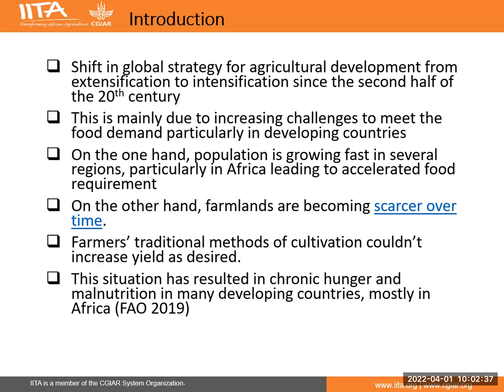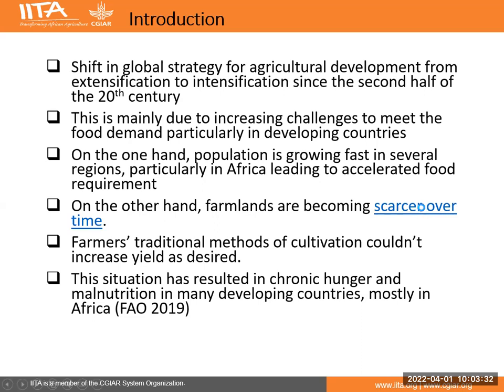Since the second half of the 20th century, the global strategy for agricultural development has shifted from using more land and a little capital to a system of using more capital and more scientific techniques that we call intensification. The shift from extensification to intensification is because of increasing challenges to meet the food demand, particularly in developing countries. On the one hand, population is growing fast in several regions, particularly in Africa, leading to accelerated food requirement. On the other hand, farmlands are becoming scarcer over time.